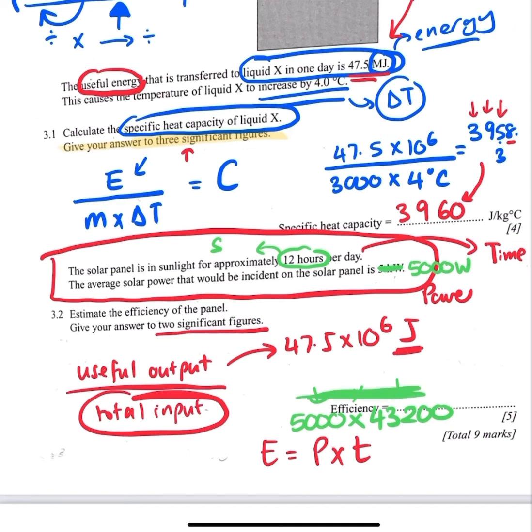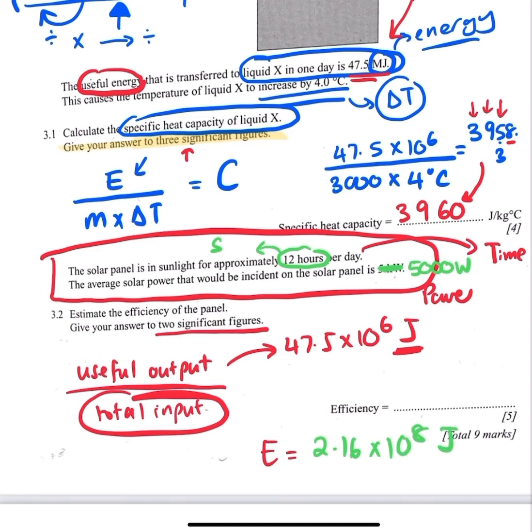Okay, so what is that? If we put that in the calculator, we get 2.16 times 10 to the power 8 joules. Alright, so let's put that into this equation. So let's do 47.5 times 10 to the power of 6 divided by 2.16 times 10 to the power of 8 joules, and that should give you 0.2199 something.